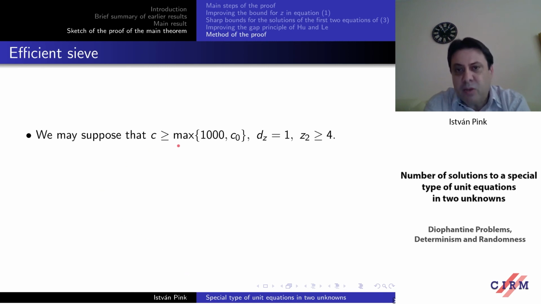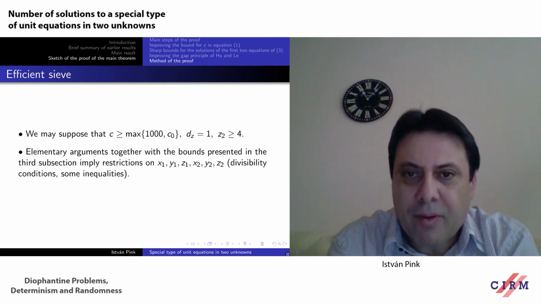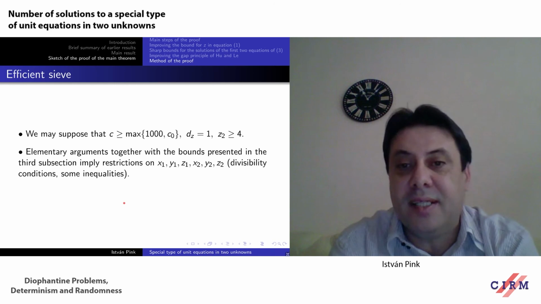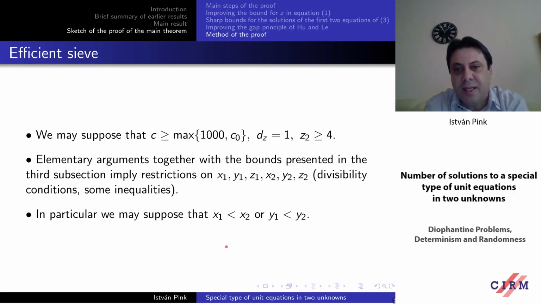And therefore, we may suppose that C is large enough in this sense. The difference of Z2 and Z1 is 1, so this is the hardest case, and Z2 is greater or equal than 4. Then we use some elementary arguments together with the bounds presented in the third subsection, and these arguments imply restrictions on X1 up to Z2. I mean, we found many divisibility conditions and some inequalities, and in particular we found that if our system formed by the first two equations has a solution, then X1 is less than X2 and Y1 is less than Y2. So this must hold.